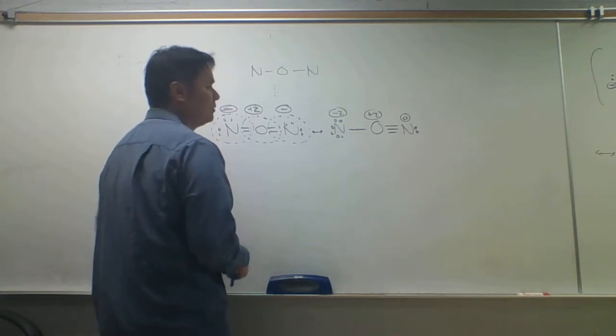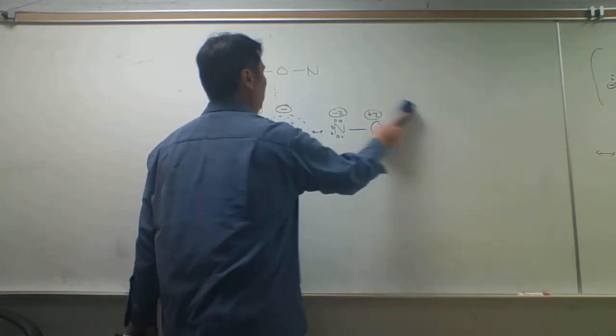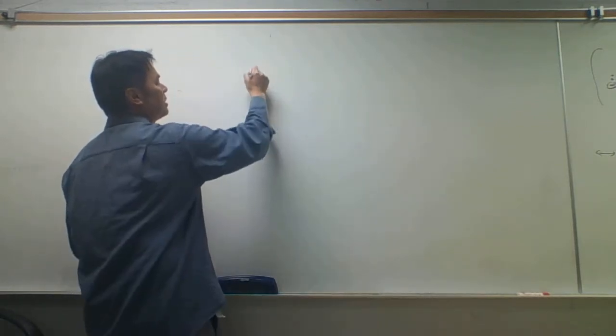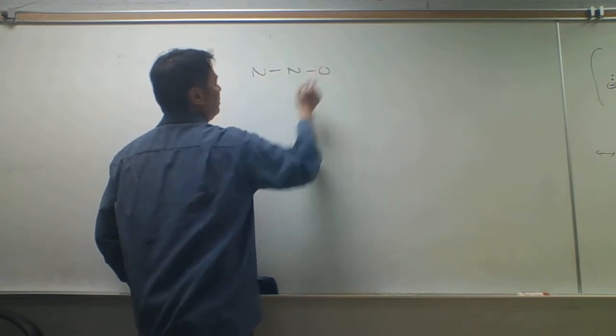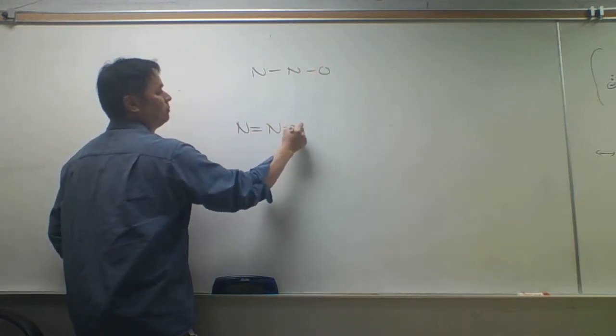But let's see, can we generate a better structure? Let me erase this. If we try the asymmetric skeleton, if we tried this skeleton, then we can come up with this structure here.